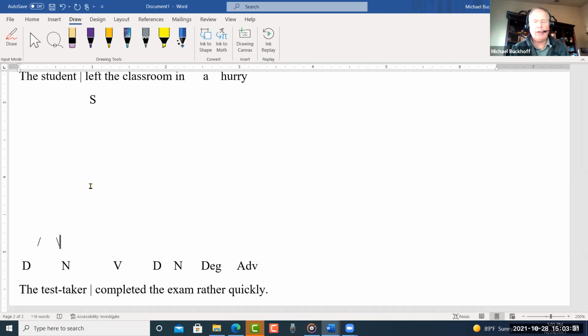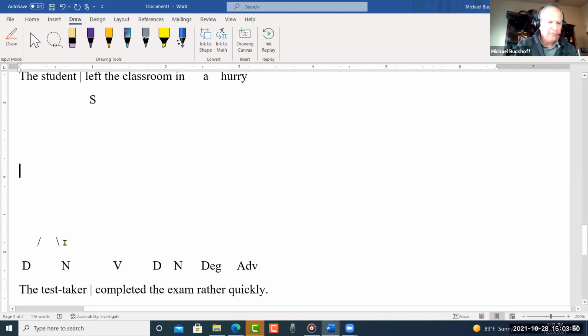But what if I diagrammed a 100-word sentence? Or what if I went to William Faulkner's The Sound and the Fury? I think he's got a sentence in his book that's 507 words. How do you diagram that? Forget it. I don't know anybody that can do that. And there's probably somebody, but I don't know who they are.